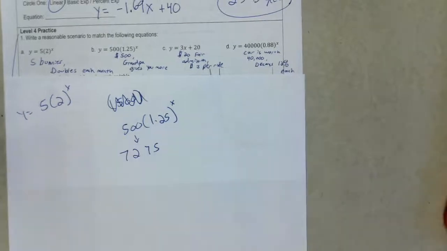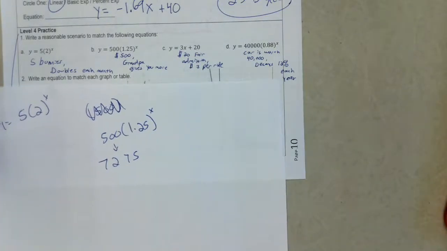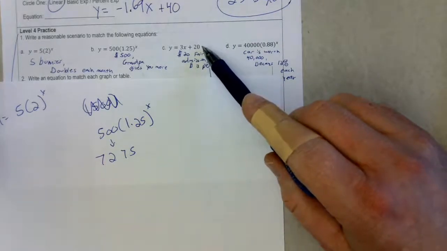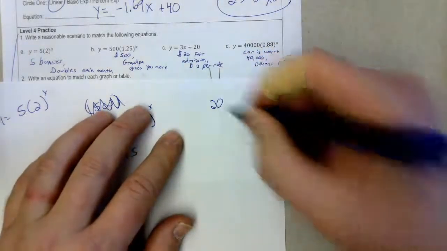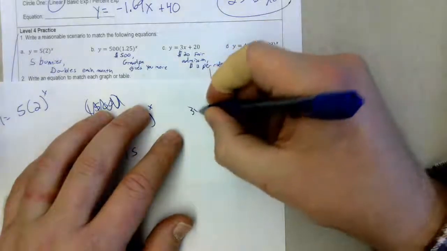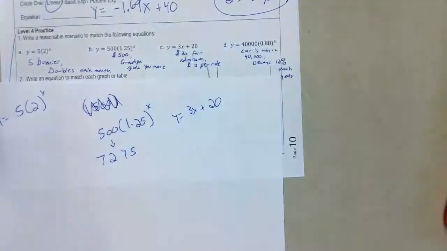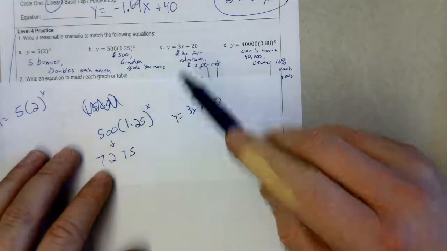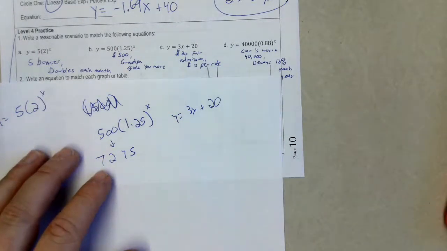That'd be awesome. All right, letter C. We've done a lot of fair questions before. This is a linear function. 20 is my y-intercept, so it could be something like, hey, $20 to get into the fair and then $3 per ride. So you can write that out. $20 to get in, and the reason why this is linear is that constant, the $3 per ride. When you see per, that's slope.